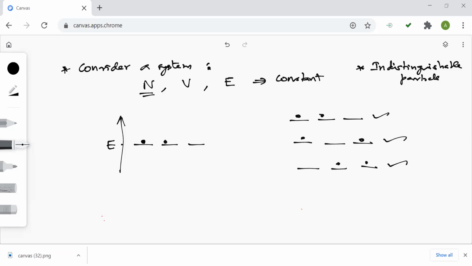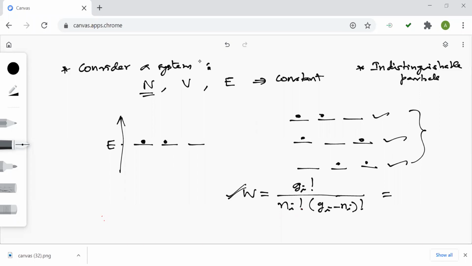For this we can also use the formula W = Gi! / (Ni! (Gi - Ni)!). By intuition you can find this, and you can also find it by the formula method. See how I'll use the formula. We have totally 3 states, so G represents the number of states. There are 3 states, so 3 factorial divided by Ni factorial. Ni represents the number of particles. We have 2 particles, so 2 factorial into (G minus N), which is 3 minus 2, is 1 factorial.